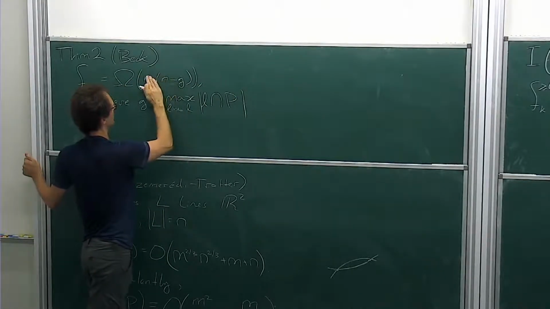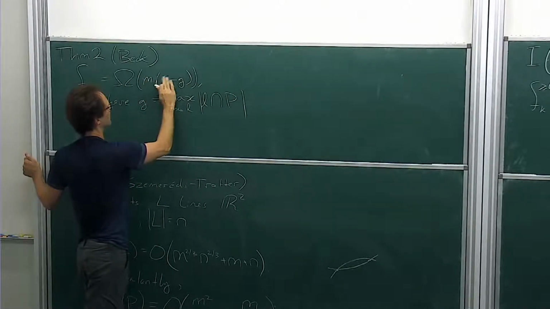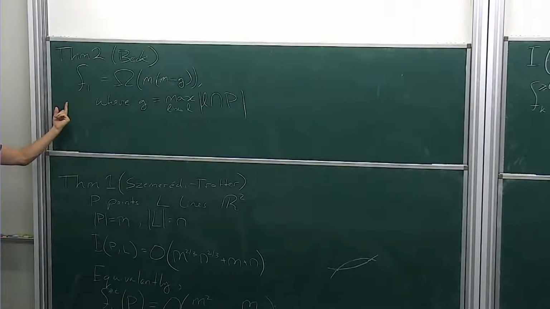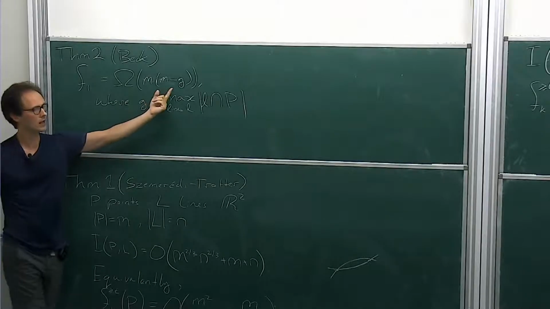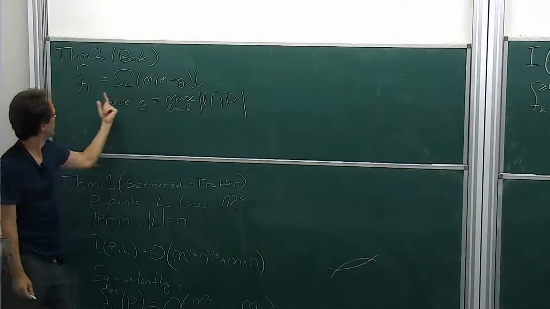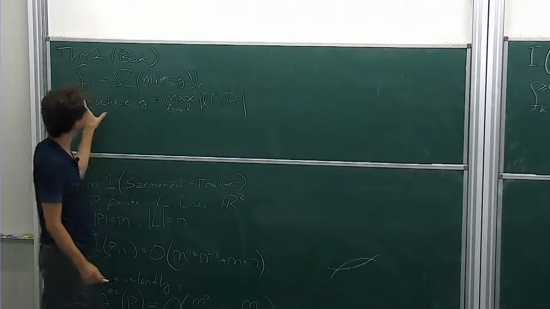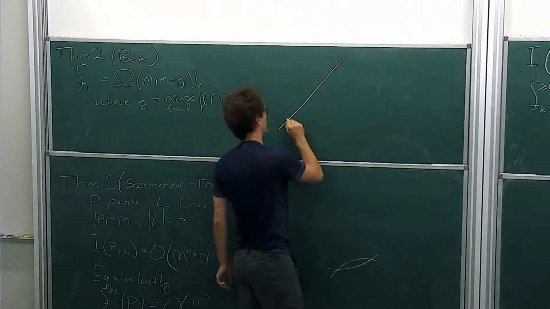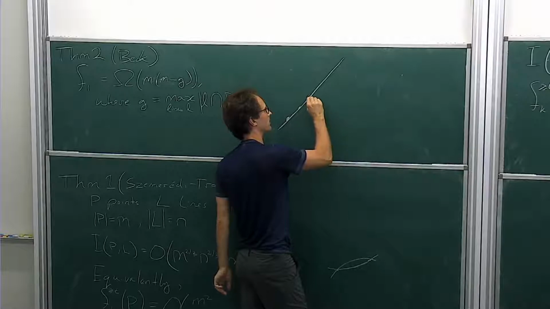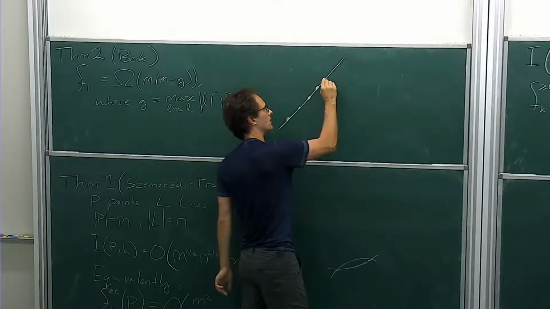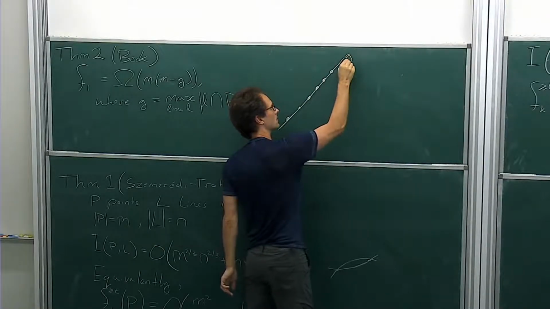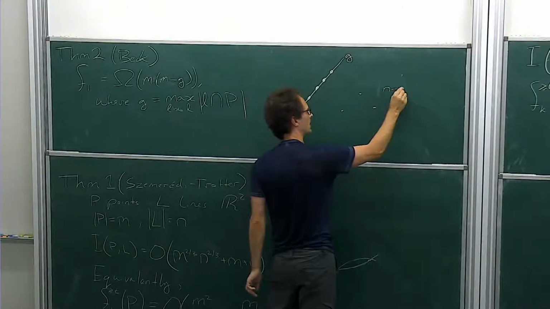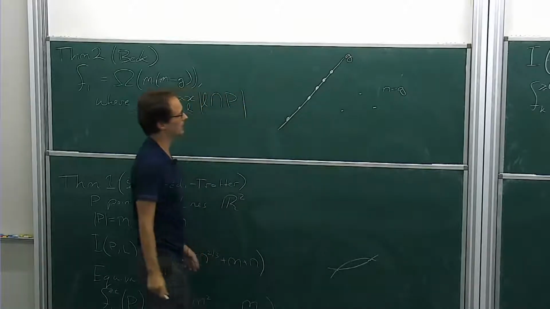This should be M. So given a set of M points where no line contains more than G, the number of lines spanned is at least M times N minus G. So the picture is we have some line, and this here contains G points. We have maybe a few, N minus G, that don't lie on the line.